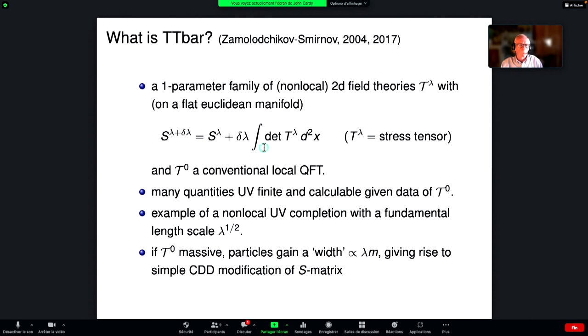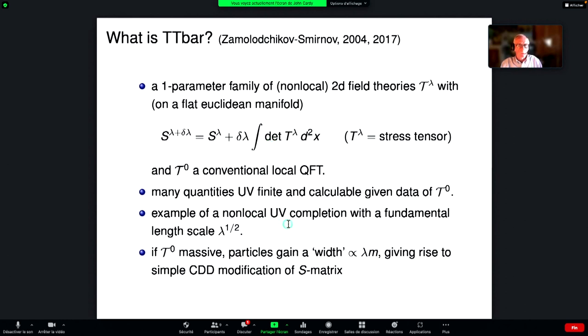But it turns out, because of the particular properties of this deformation, that many quantities are ultraviolet finite, and they're actually calculable given the data of the undeformed theory. And that makes it interesting, because it's an example of a non-local theory. It's non-local because if you express the deformed action at finite lambda in terms of the original variables, it's non-polynomial.